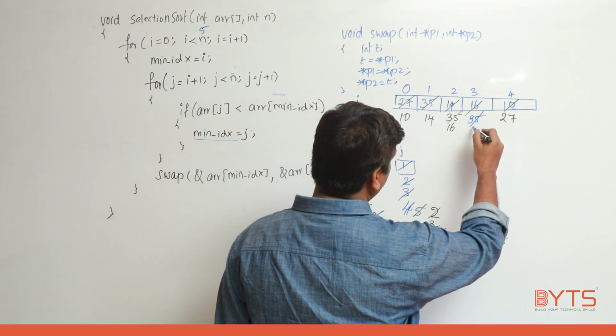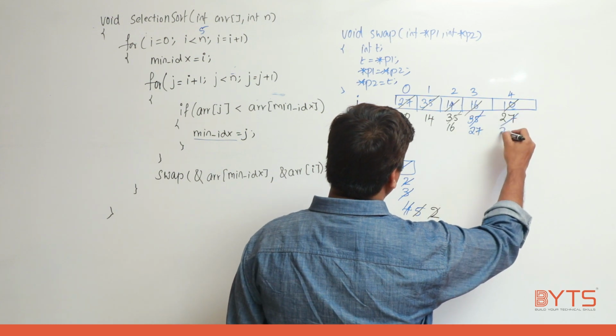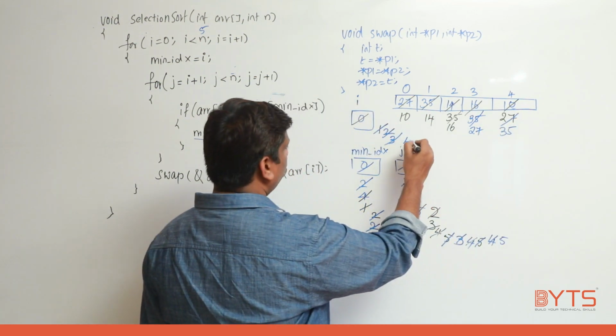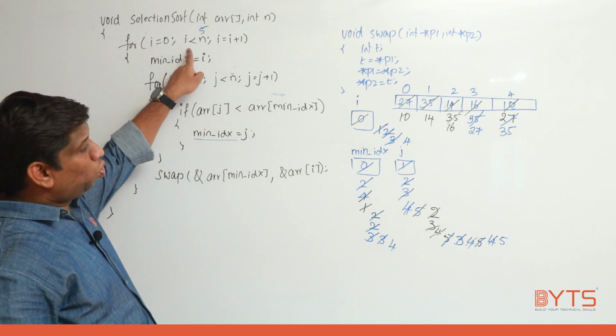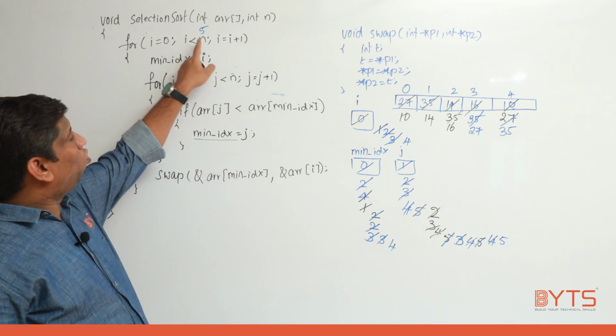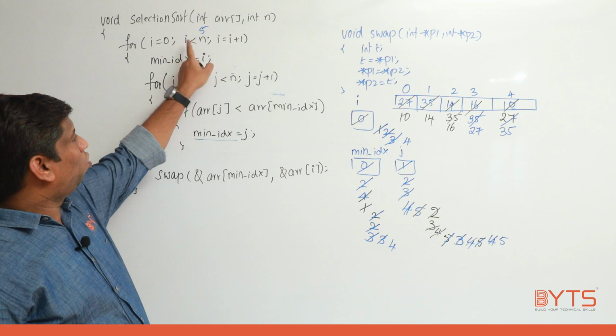So this value will become how much? 27, and this value will become how much? 35. Next, I value will be updated to what? 4. So whenever I reach I value 4, 4 less than 5, true.